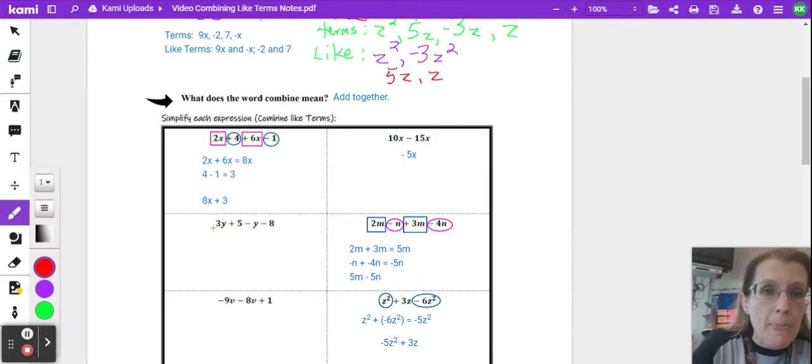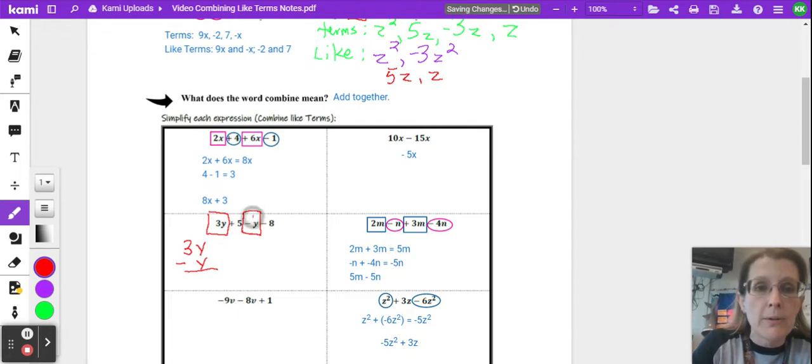Now we're going to work out this next one. So I have 3y, and then my other like term is negative y because they both have the same variable. And remember, whenever you have a variable with no coefficient, the coefficient is always a 1. So I have 3y and negative 1y. They are opposites, so they cancel out. So I will get 2y, and positives win. So that's a positive 2y. But then my positive 5 and my negative 8 are also like terms.